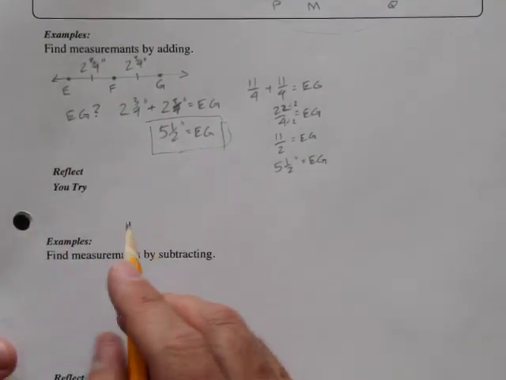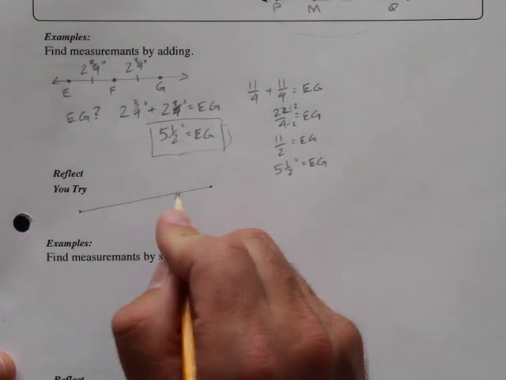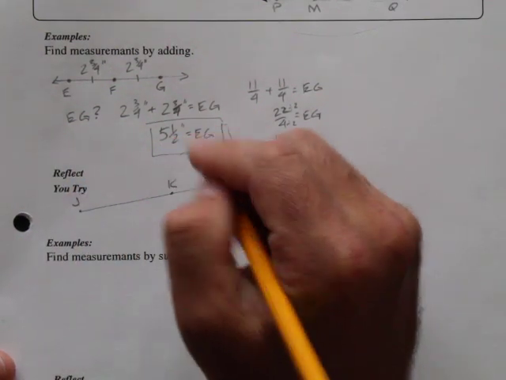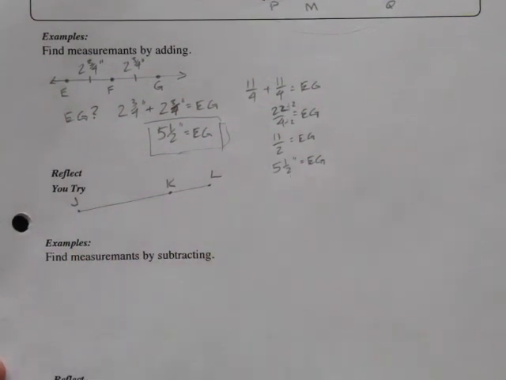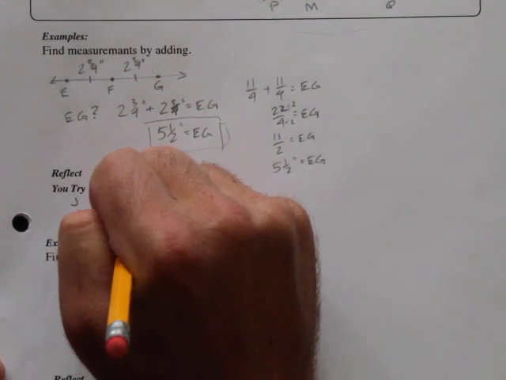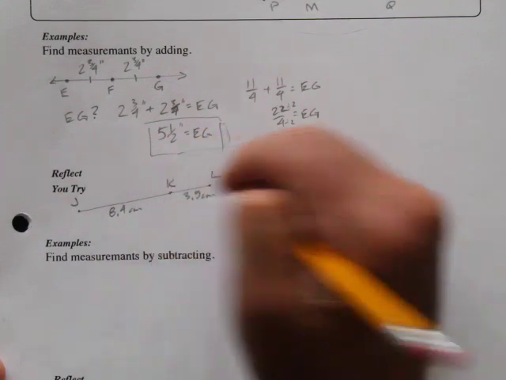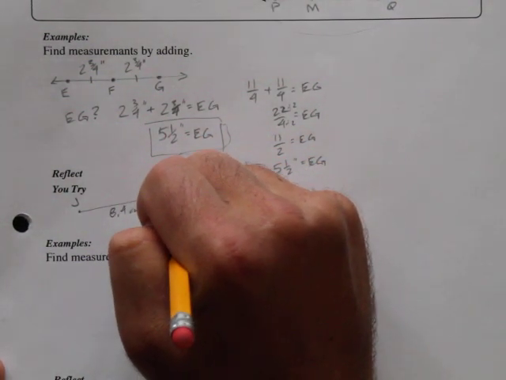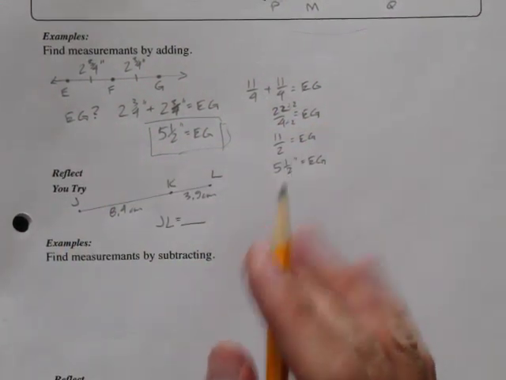U-try. So we're going to draw this U-try out. We've got a line segment, and this is J, and then this point here is K, and this point is L. So we've got line segment JL. Now, JK is 8.4 centimeters. KL is 3.9 centimeters. So I want to know what is JL, the distance from J to L. So go ahead and pause and figure that out.